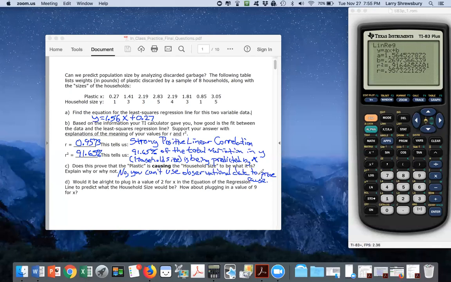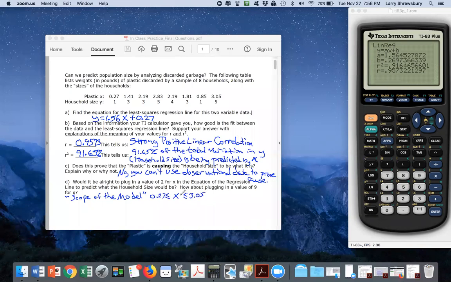Now, let's talk about what is the scope of the model. In other words, what's the limitation? Well, look at the range of values you observed for your X values. So let's find the smallest and the largest. So what was the least amount of garbage we found in here? Well, that is 0.27 pound, a little over a quarter of a pound. And what was the trashiest place we found? Oh, this one, 3.05 pounds of plastic, discarded garbage.